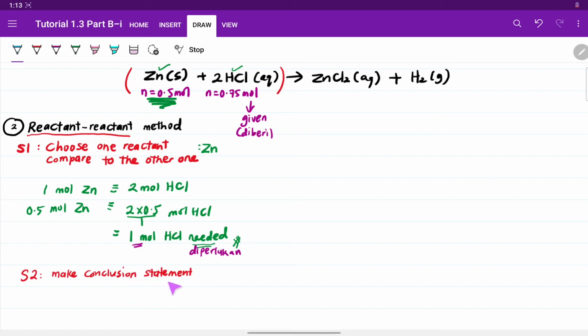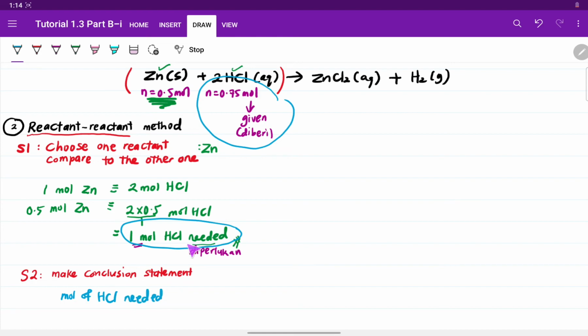So, make a conclusion statement. Apa conclusion statement yang kita nak buat? Okay, so awak akan tulis, apa dia? Awak akan fokus dekat yang ni. This one, yang diperlukan dan yang diberi. Okay, so awak akan tulis 1 mol of, okay, kan? Ini awak kata sini. Mol of HCl needed.